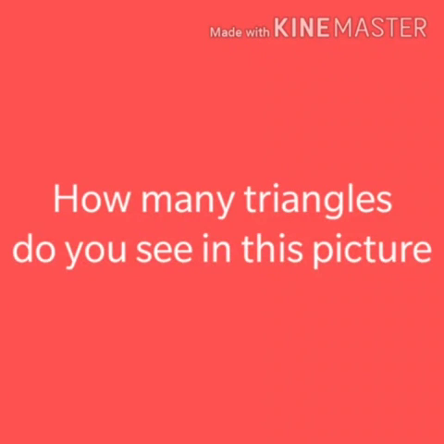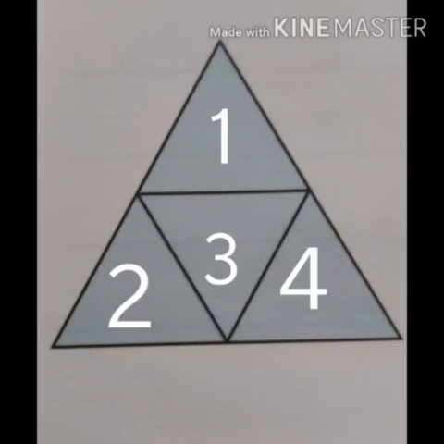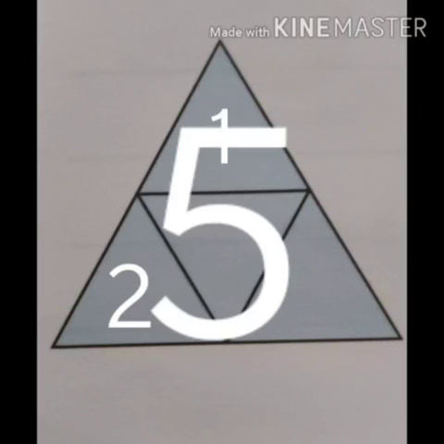Now the last exercise is, how many triangles do you see in this picture? We know the shape of a triangle, isn't it? So now look at this picture. There are how many triangles? Please count. 1, 2, 3, 4. So inside there are 4 triangles and outside there is one whole triangle. You understood? So there are a total of 5 triangles.